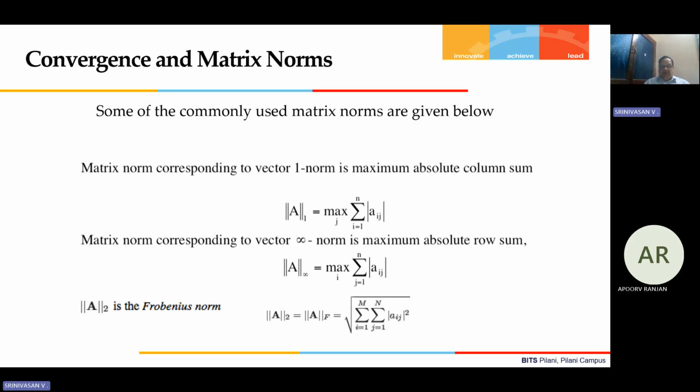Take all those elements. Just a minute, I will just plug in the power.